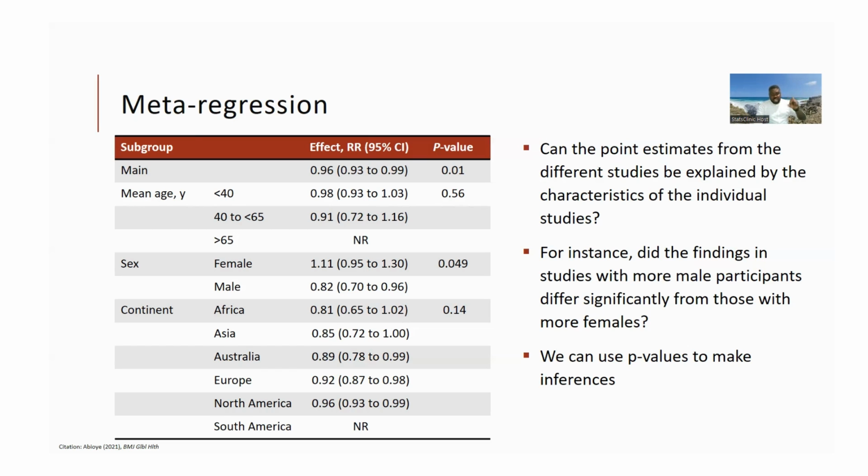So do the point estimates that you have in the study differ by the particular characteristic that you're interested in? The point estimates differ by age, they differ by sex. That's what you're interested in meta-regression. And you're able to use a p-value to then say, okay, if the p-value is less than 0.05, just in a traditional way that we make inference using p-values, if we think that p-values are relevant to use.